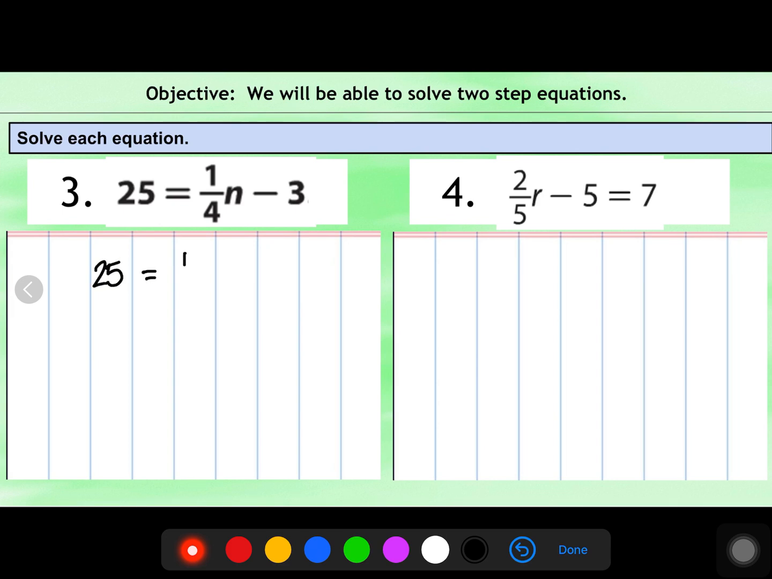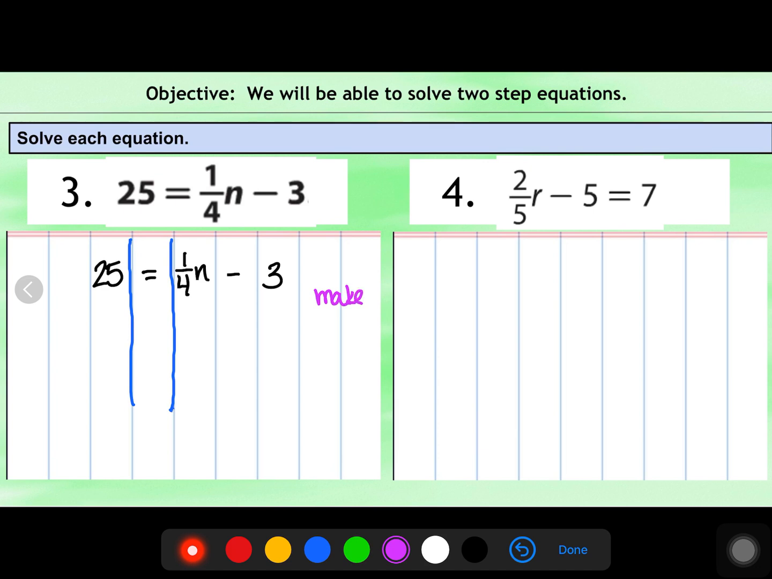So I've got 25 equals 1/4 n minus 3. And the variable does not have to be on this side. It can be on either side. Just remember, we want to get it by itself. So we're going to be working with everything on this side right now. Okay? All right, so this is where my equal sign is.